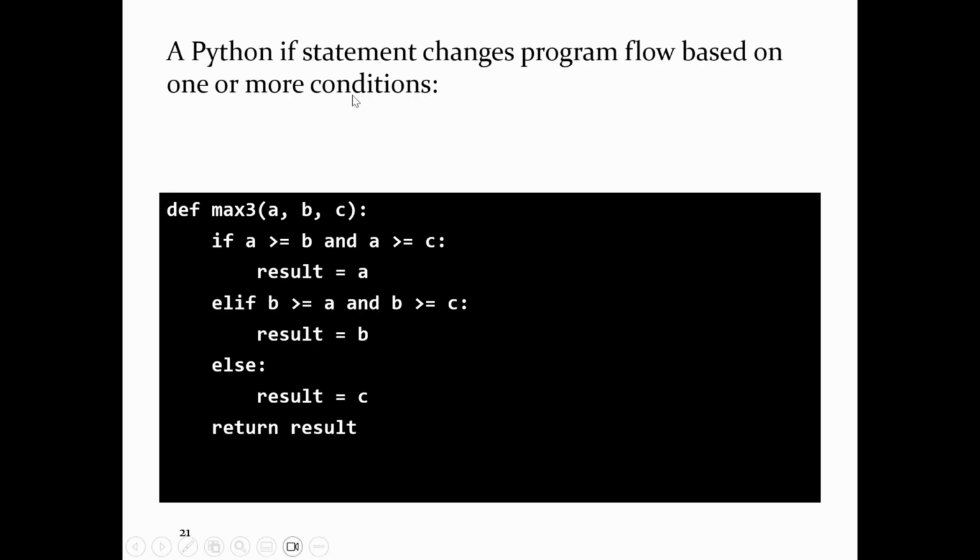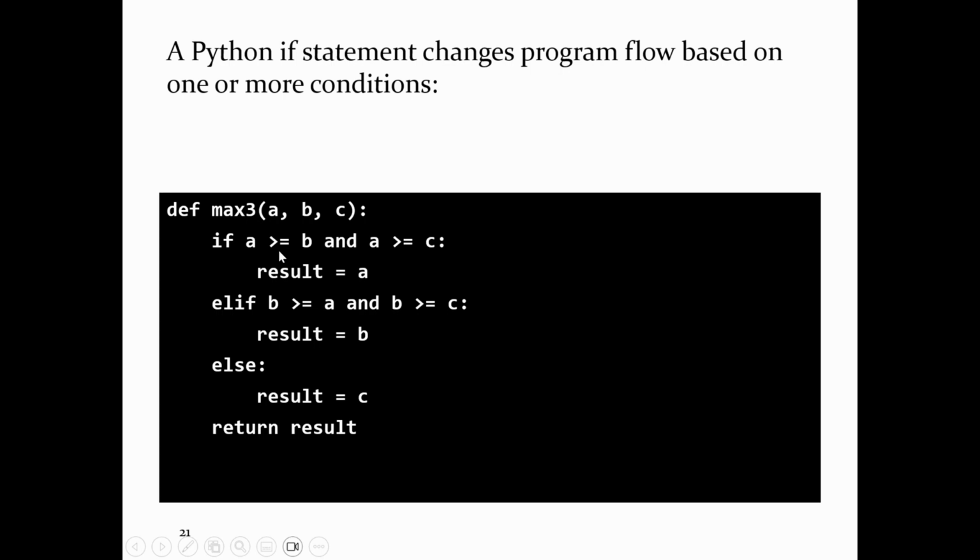Okay, so the Python if statement changes the program flow based on one or more conditions. If you want to write a sensible max method, in this case the max of 3 values, you would just use some kind of if statement. So one way to write this in Python is as follows.